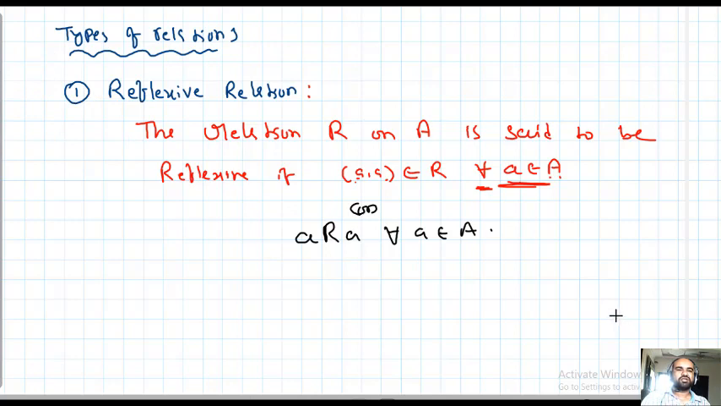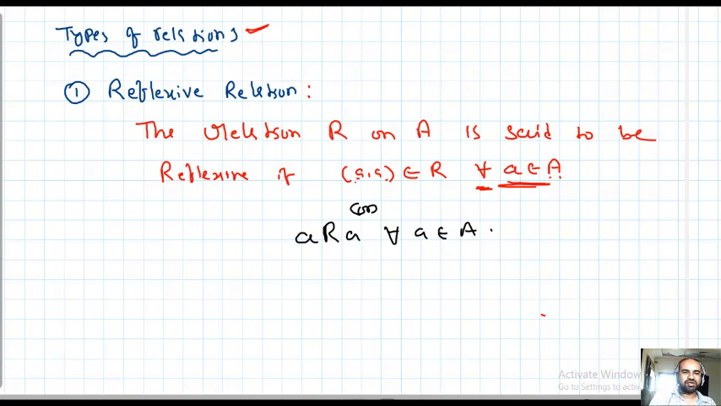Hello students, this is the third part of relations. In the last part I started types of relations, and reflexive relations were completed. I clearly explained how to check whether a given relation is reflexive or not, if a problem is given as a set of ordered pairs.